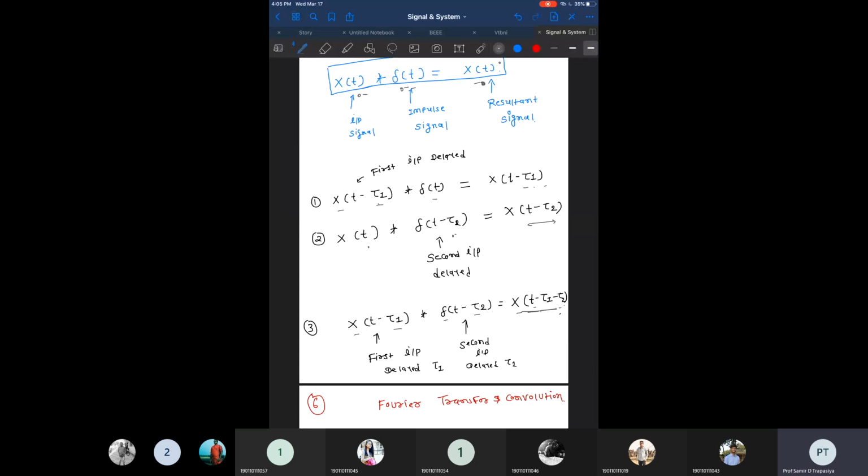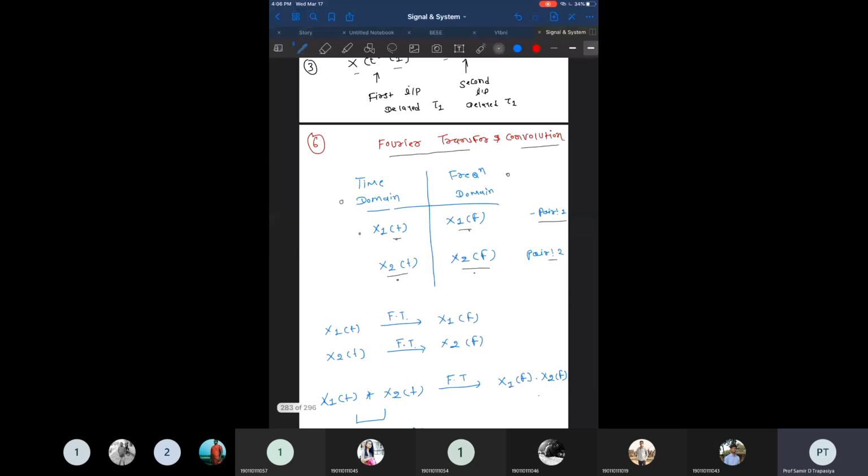We summarize the things of today's lecture before we conclude the session. Today we have discussed the properties of convolution. We started with the property of impulse signals: if any signal is convolved with the unit impulse signal, then we obtain the same signal back. This is the first property. The second property is the commutative property, where we learned there is no sequence to be maintained between the two signals in the convolution operation. So x1 of t convolved with x2 of t is equivalent to x2 of t convolved with x1 of t.